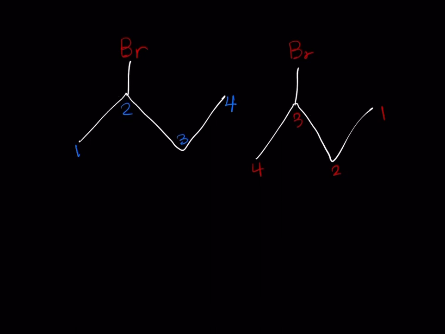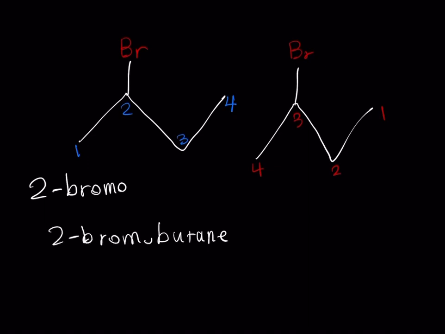So we would write the position of the substituent and the name for it. So this is bromo, 2-bromo, and since we have 1, 2, 3, 4 carbons in this chain, it is going to be called butane. So this is 2-bromobutane, one word, and you separate the number from the letters with a hyphen.